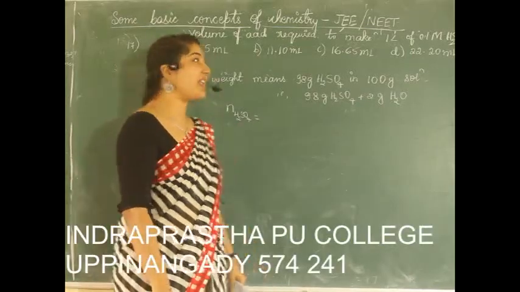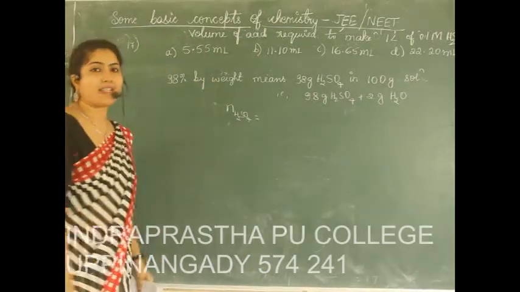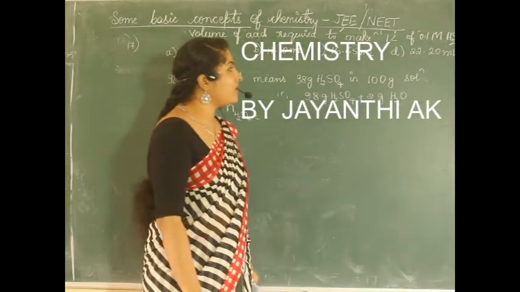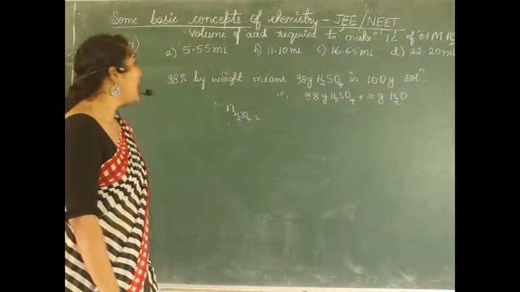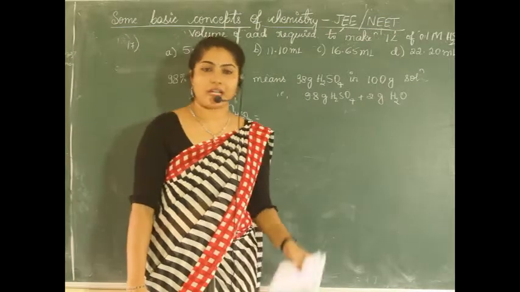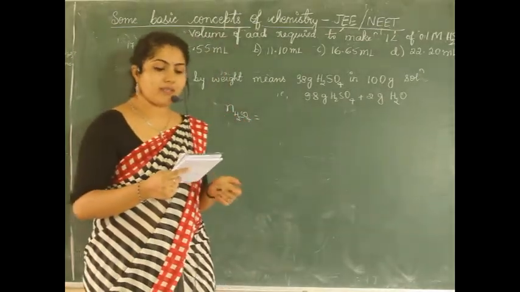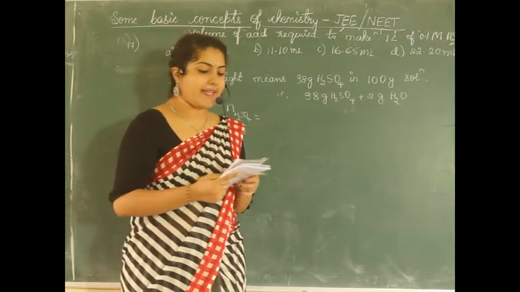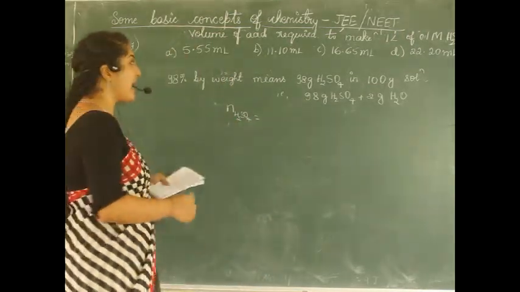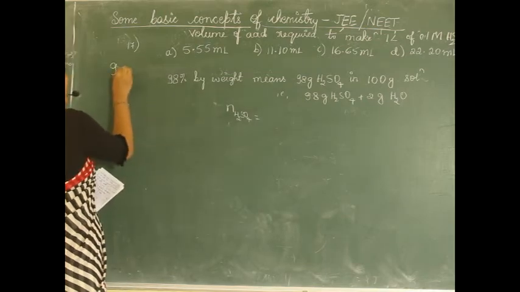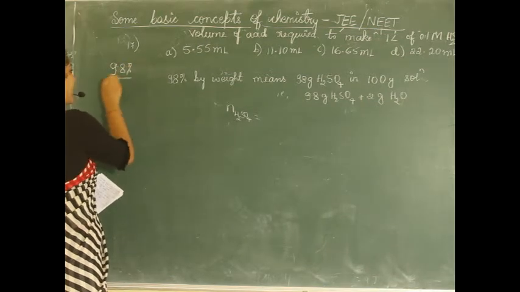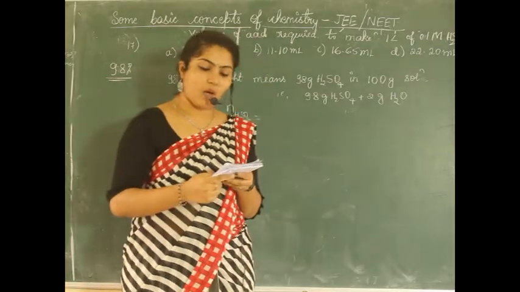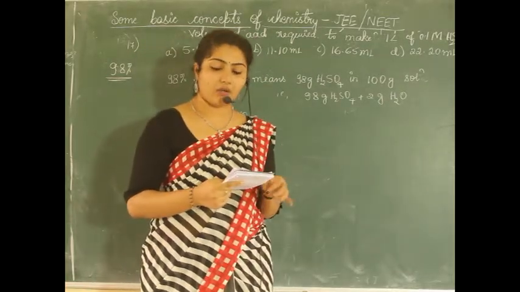Welcome students. Let us see the solution for the next question, that is question number 17, where I have written the options here on the board, and let us see what data is given. Concentrated aqueous H2SO4, that is sulfuric acid, is 98% H2SO4 by mass and has a density of 1.80 gram per liter.